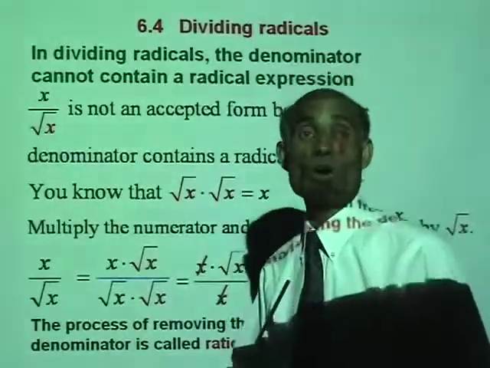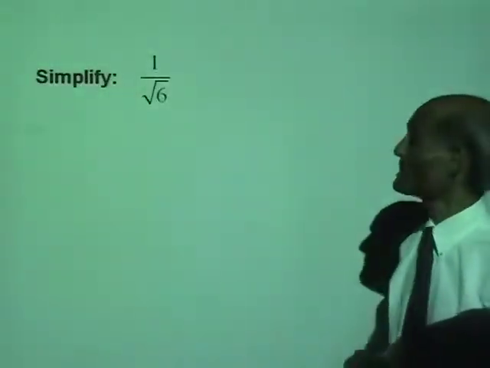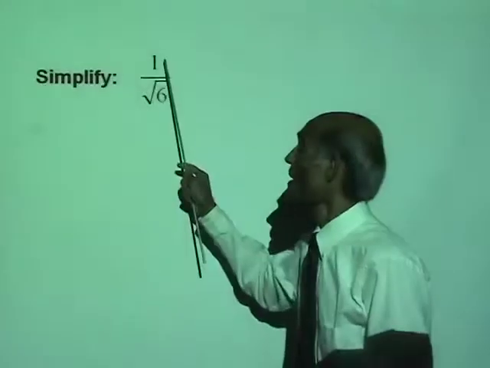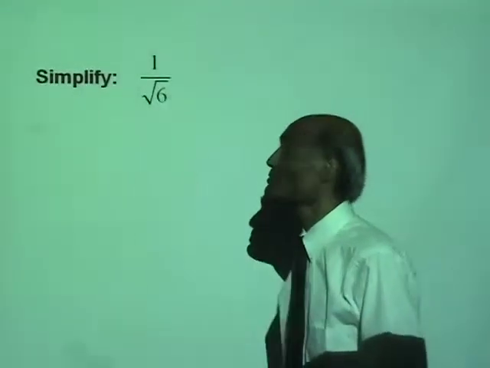Okay, let's move on and look at some examples. Simplify 1 over square root of 6.